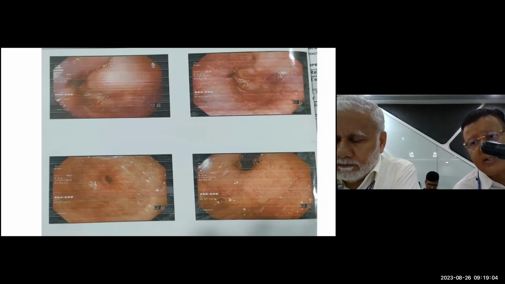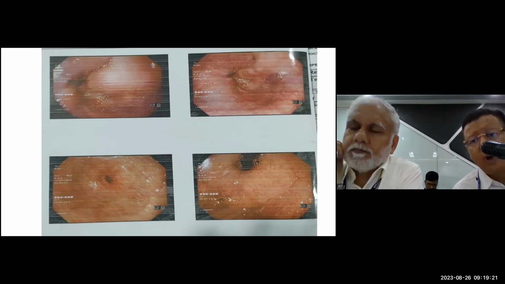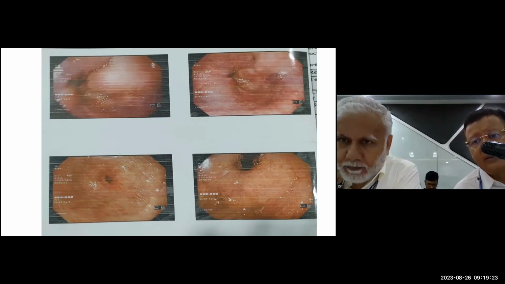In either of the three circumstances, you will not require staging laparoscopy. Staging laparoscopy will be required once you have given a neoadjuvant, or you are intending to do a resection directly, upfront surgery, which is almost obsolete nowadays.